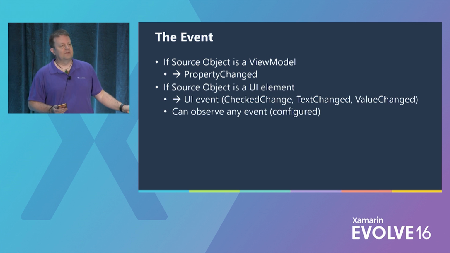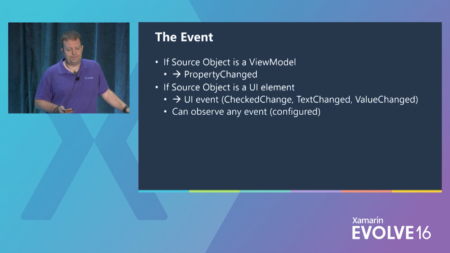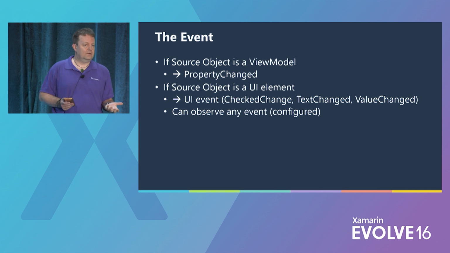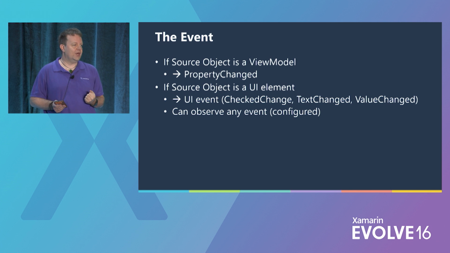Now we have the case where the source object can be a UI element. And in that case, it depends on the UI element, okay? Sometimes if it's a checkbox, for example, by default, I'm going to observe the check change event because that's the one which makes sense. If it's an edit text, I'm going to observe the text change event, which means the binding is going to be updated every time that the user is typing something. In iOS, with the switch, I observe the value change event.